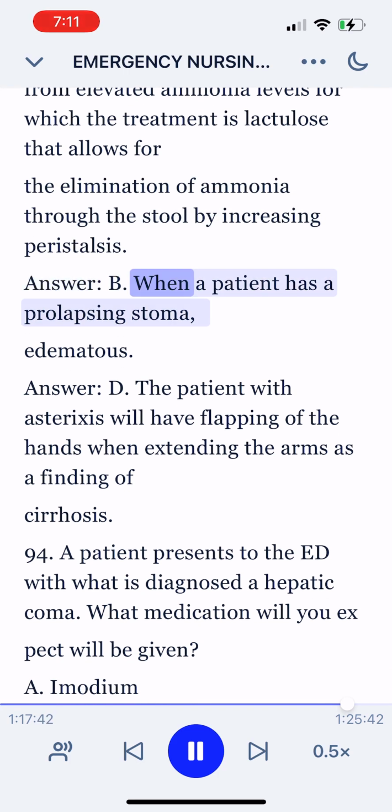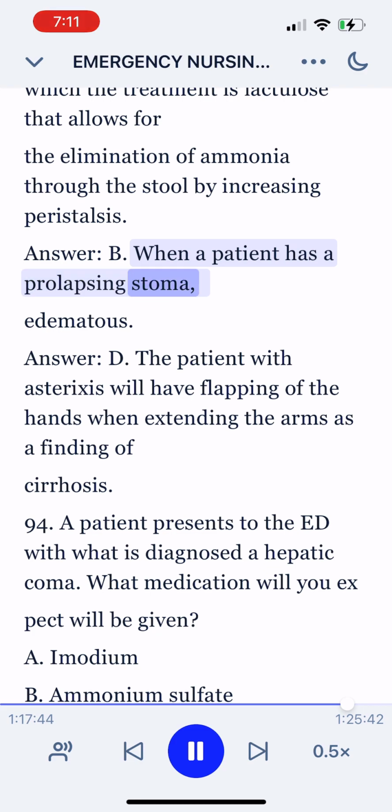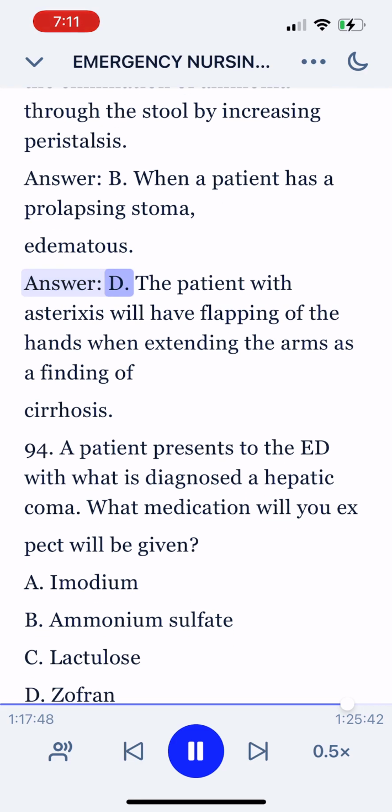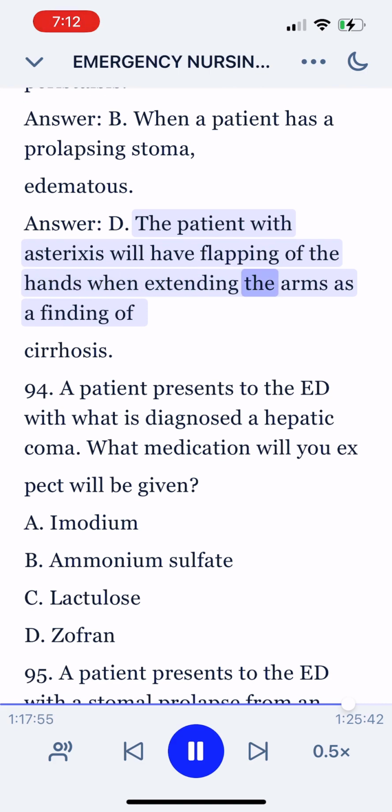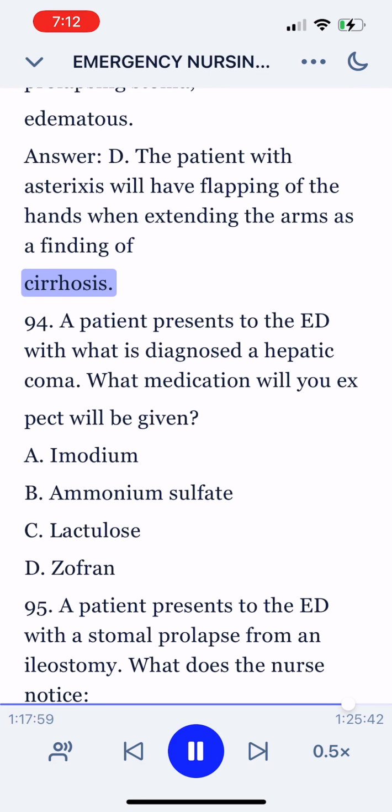Answer B. When a patient has a prolapsing stoma, edematous. Answer D. The patient with asterixis will have flapping of the hands when extending the arms as a finding of cirrhosis.